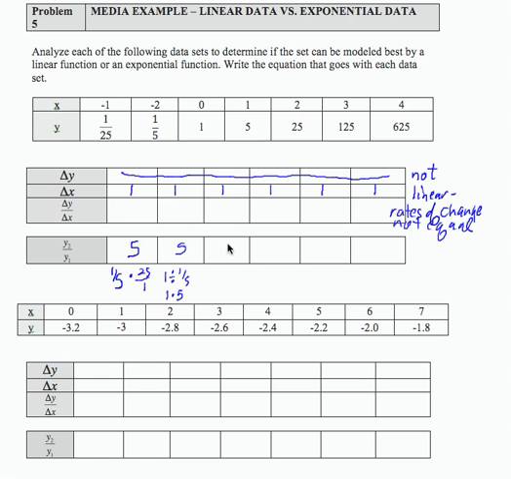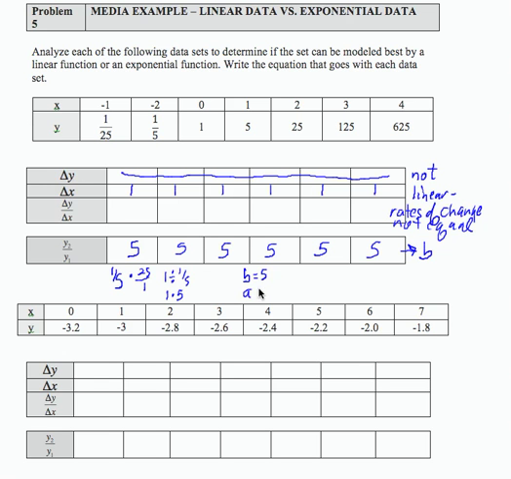5 divided by 1 is 5. 25 over 5 is 5. 125 over 25 is 5. 625 over 125 is 5. So that means that my data are exponential, and my b value is 5.